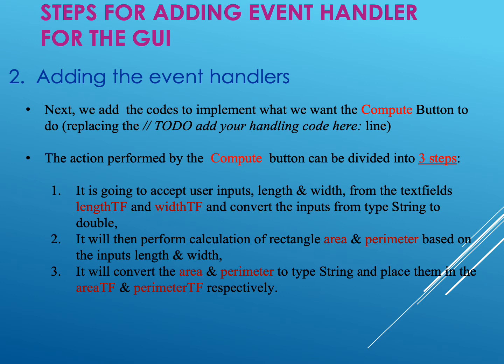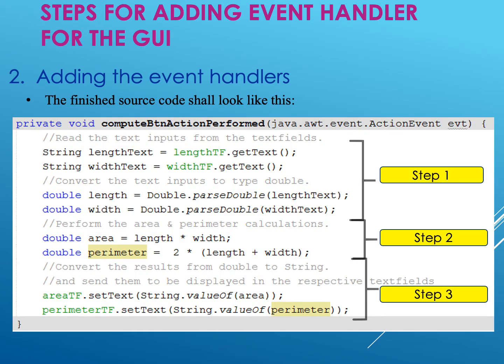The first one, it is going to accept user inputs, length and width from the text fields lengthTF and widthTF and convert the inputs from type string to double. Second, it will then perform calculation of rectangle area and perimeter based on the input length and width. Thirdly, it will convert the area and perimeter to type string and place them in the areaTF and perimeterTF respectively. The finished source code will look something like this.